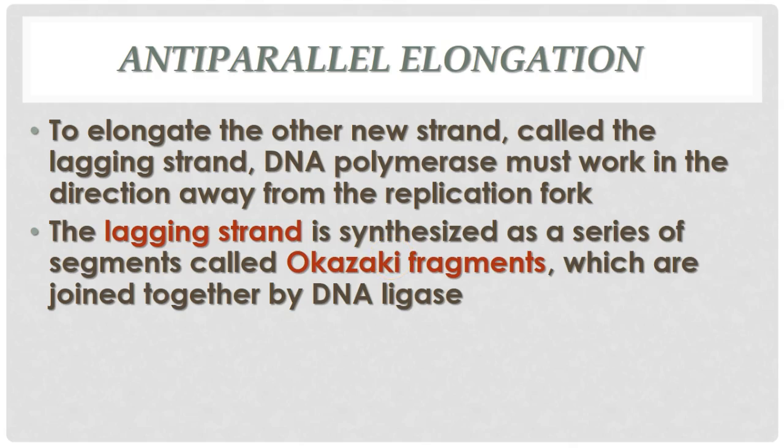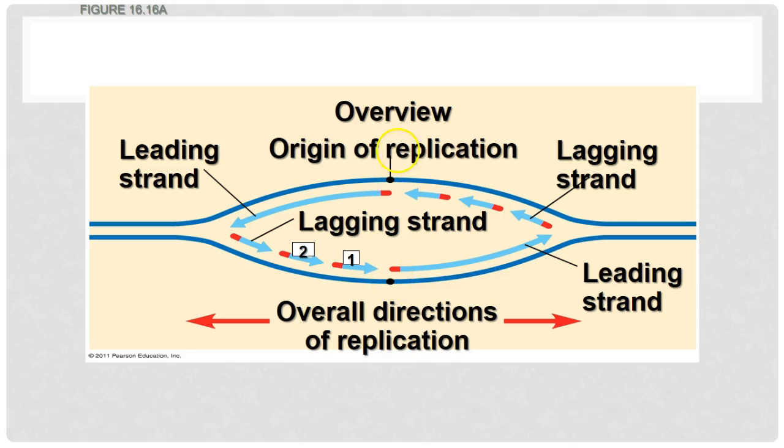The lagging strand is made of a series of segments called Okazaki fragments, and they're going to be joined together by DNA ligase, which kind of tapes or glues or staples the fragments together. So here's our origin of replication, our leading strand and our lagging strand. And on this one, this is the leading strand, and this is the lagging strand. And so we're going replication in 2 directions at the same time.